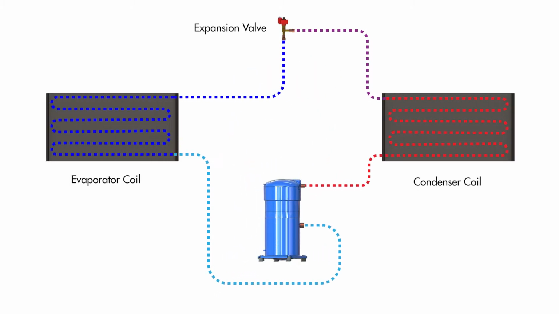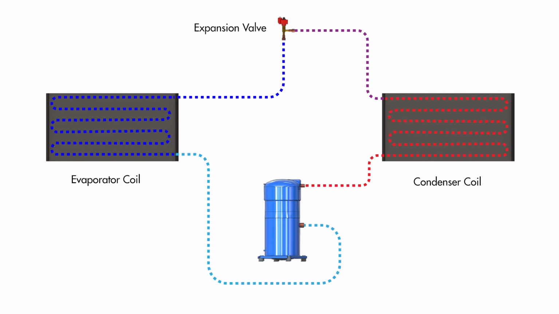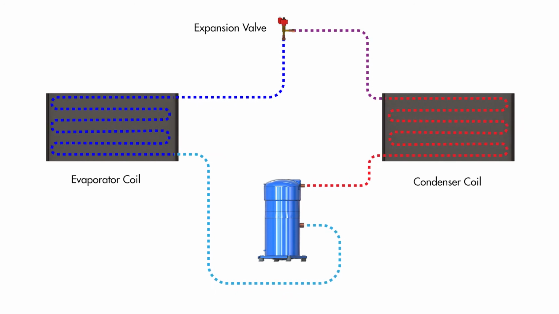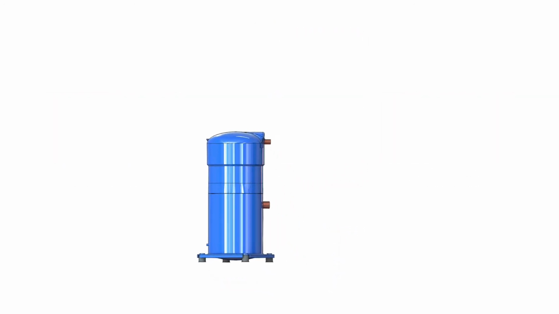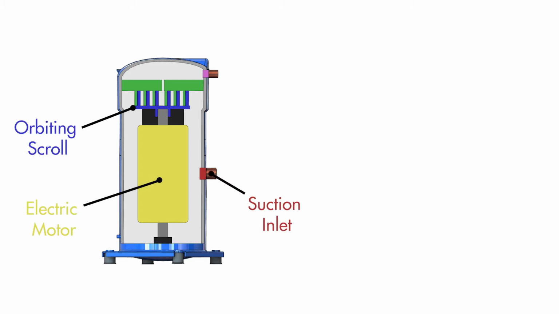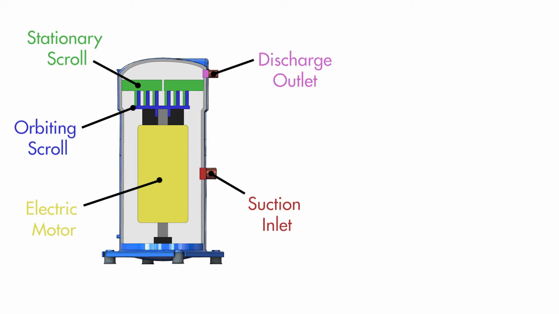Compressors are a vital component of the vapor compression refrigeration cycle. They compress refrigerant and send it around a refrigeration circuit to provide useful heating or cooling to an indoor space. To help explain how scroll compressors work, here is a section view of one. The main parts include the suction inlet, the electric motor, the orbiting scroll, which is driven by the motor, the stationary scroll, and the discharge outlet.